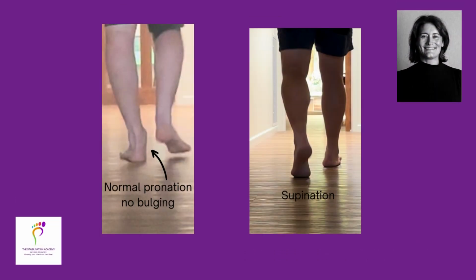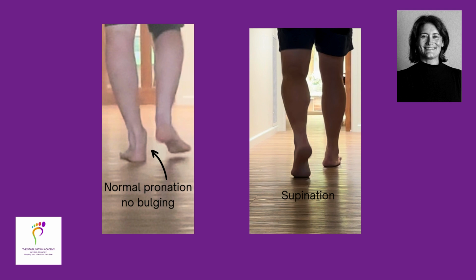First, let's start off with pronation. So pronation involves the natural inward rolling of the foot after heel strike, which is crucial for shock absorption. However, if pronation does become excessive, it's usually due to weak anterior column muscles. And you will see bulging at the sustentaculum tali, where the arrow is pointing to on the left-hand diagram.